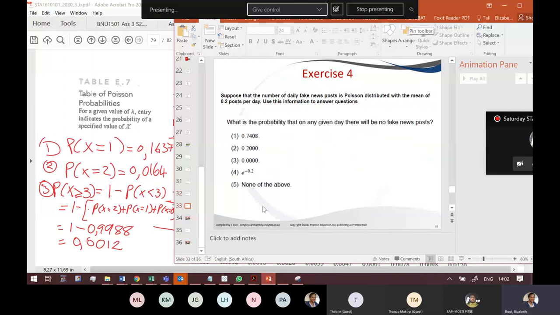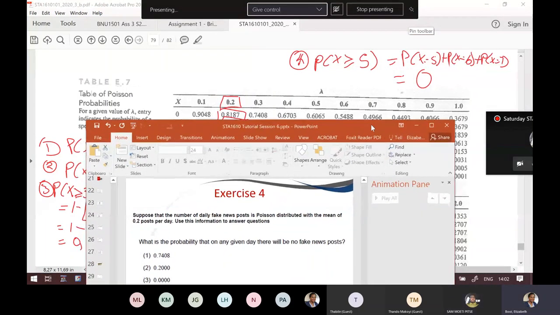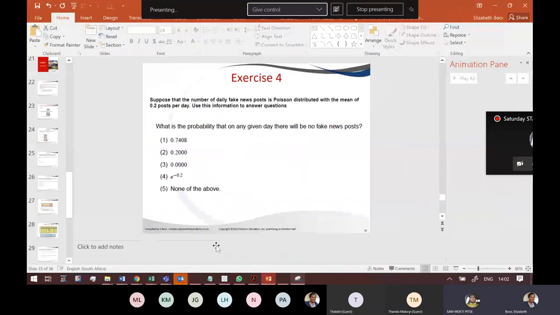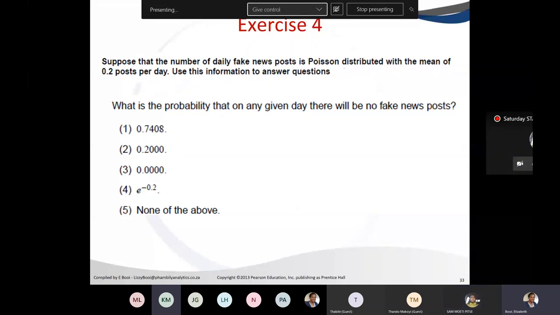Then I also gave you exercise 2. What is the probability that X equals 0? What will be that probability that X equals 0? It should give you that value there. That should be your value. So what did you get? What is the probability that X equals 0? 5, none of the above. And it also shows there.